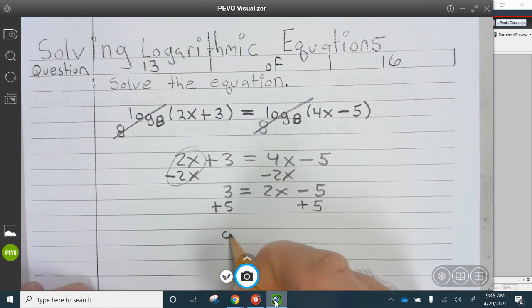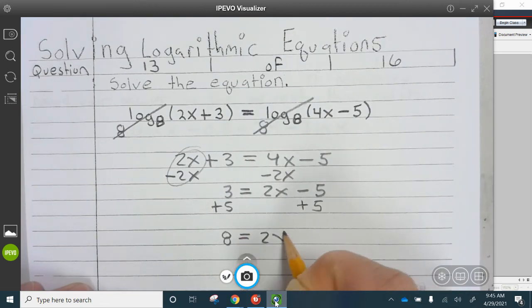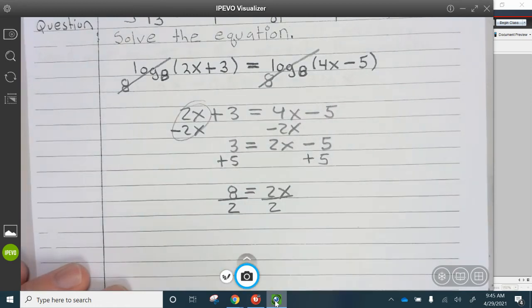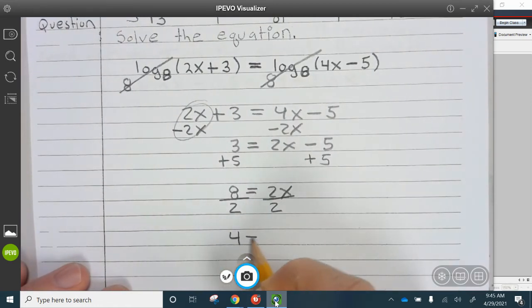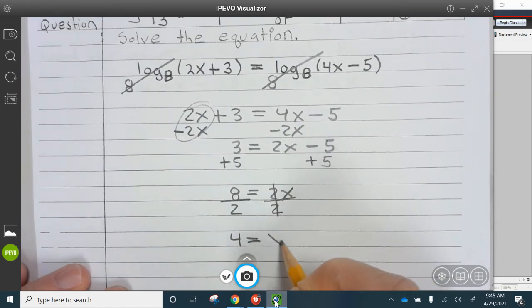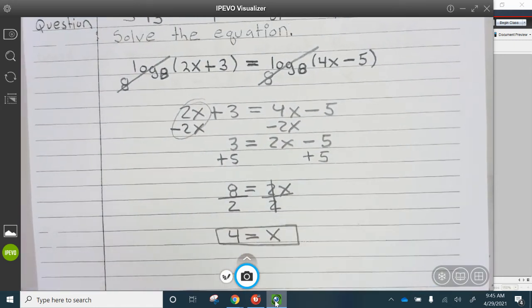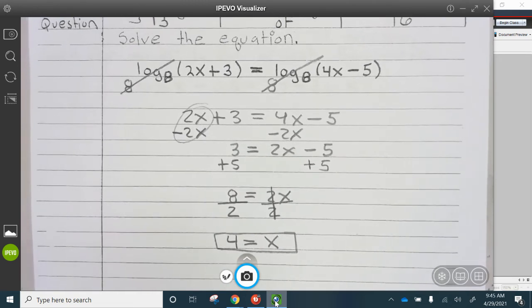3 plus 5 is 8 equals 2x. Divide both sides by 2. 8 divided by 2 is 4, so 4 equals x. All right, go ahead and finish up question 13.